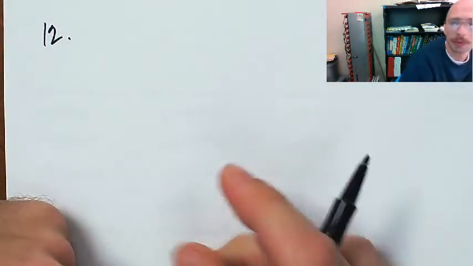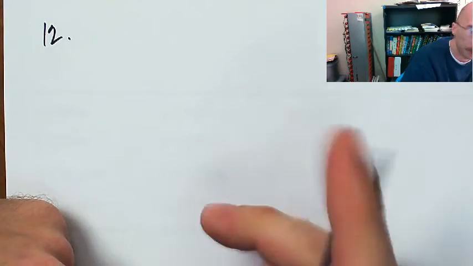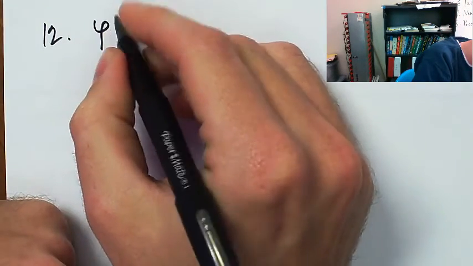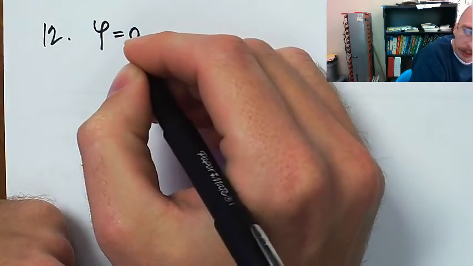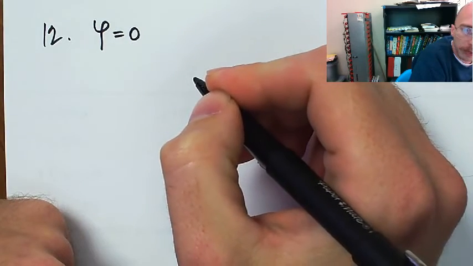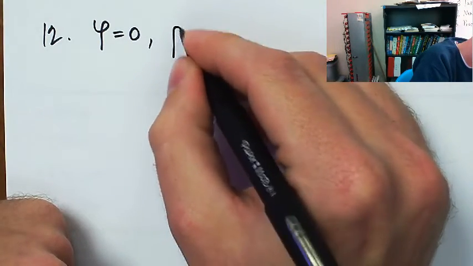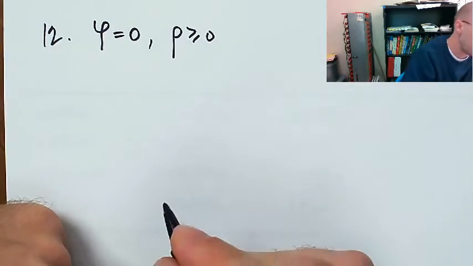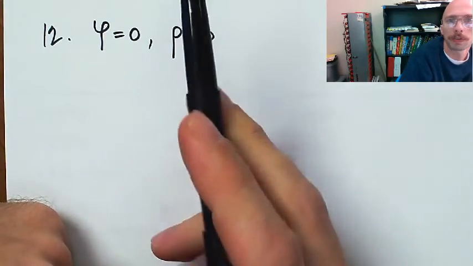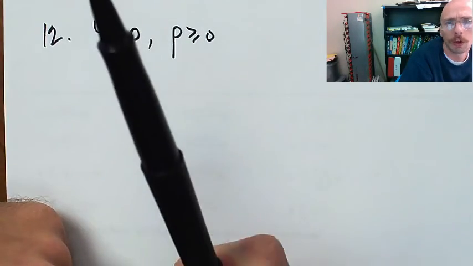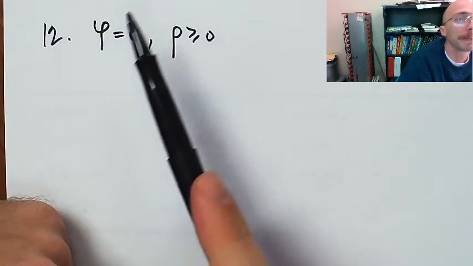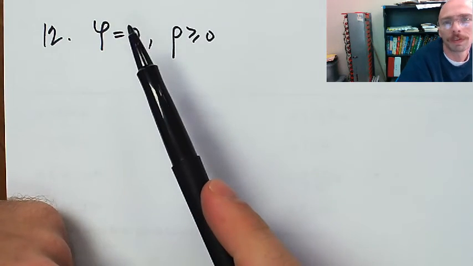And number 12, which I think is our last problem. That's phi equals 0 and rho greater than or equal to 0. Oh, I see what that is. Okay. Well, where phi equals 0, that's probably along the z-axis, right? But if phi was equal to 0, well, it's definitely along the z-axis.